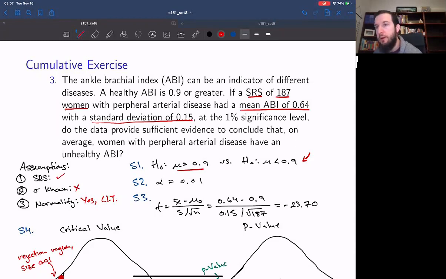Okay, so then on step three, we compute our T value. Again, we're using a T value because sigma is unknown. The formula for the T value is effectively identical to the formula for the Z score. The only difference is that we have a little s in the denominator here. So we have T is equal to X bar minus mu zero divided by S over the square root of N. Now we're just plugging in X bar 0.64, mu zero 0.9, little s is 0.15, and the sample size is 187. That gives us a test statistic of -23.70.